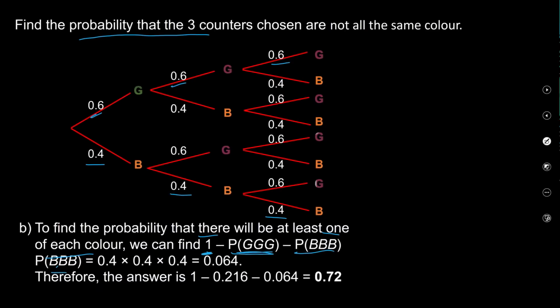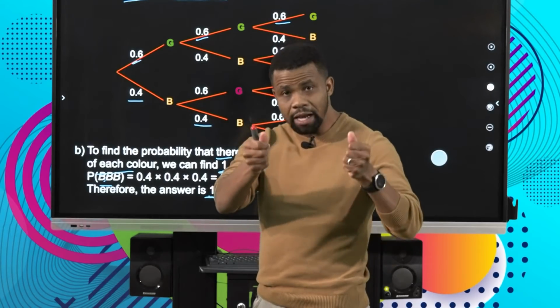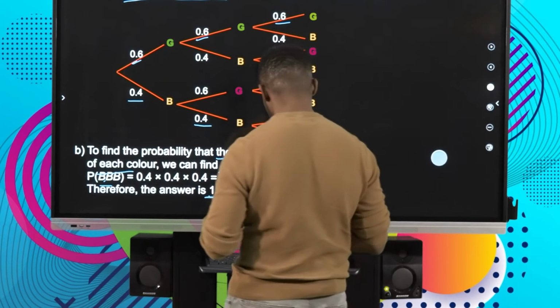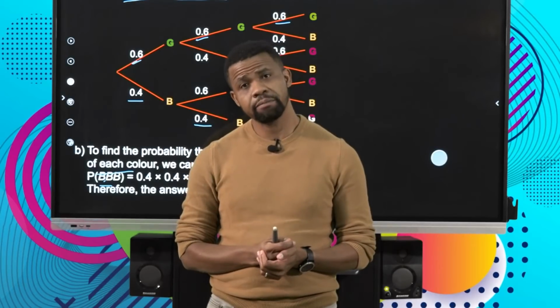Now, therefore, we say 1 minus the probability of green, green, green, minus the probability of blue, blue, blue, which gives us 0.72. Okay, fantastic. I hope this makes sense and you understand this. It's just 1 minus blue, blue, blue, minus green, green, green. Now let's take a break and we'll see you after the break shortly.